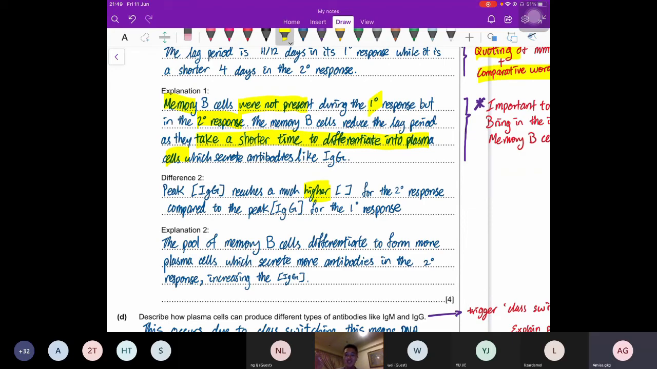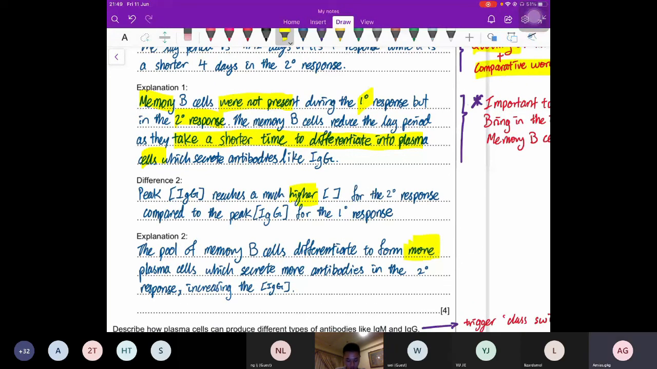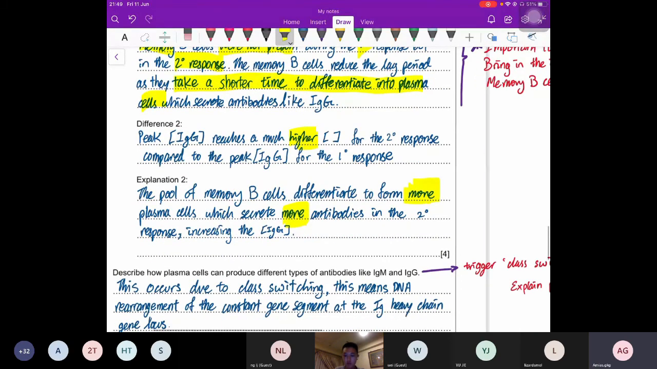Again, you don't have to know why. So this is the problem with the syllabus. They teach you that it's more, they don't tell you why. So you just know that there's more. You have more B cells now. You have more plasma cells now because your pool of memory B cells can differentiate to form more plasma cells, which secrete more antibodies. So the comparative word here would be more, and you use that to explain. If you want to know why, again, you can Google, you can ask your teachers, but it's not part of the syllabus, which is very, very weird.